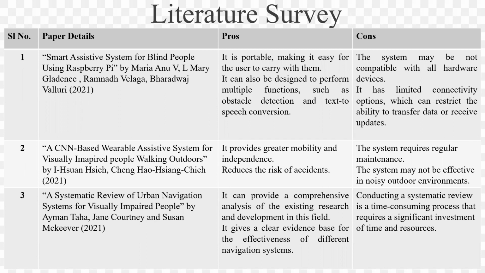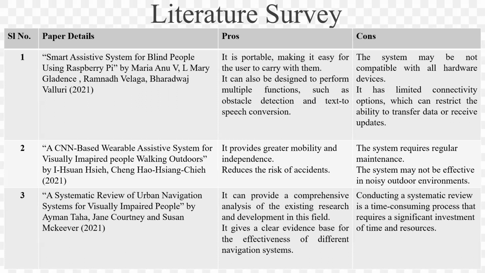Second, we have a CNN-based wearable assistive system for visually impaired people walking outdoors by Ayusen Hesek. It provides greater mobility and independence and reduces the risk of accidents. The system requires regular maintenance. The system may not be effective in noisy outdoor environments.